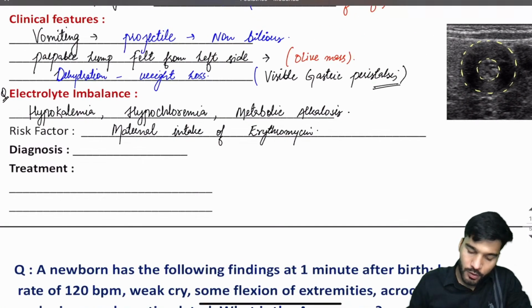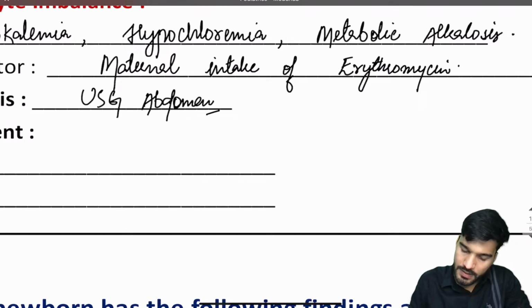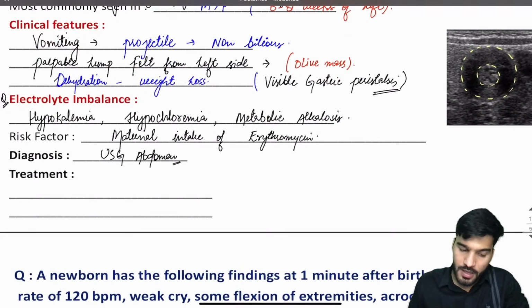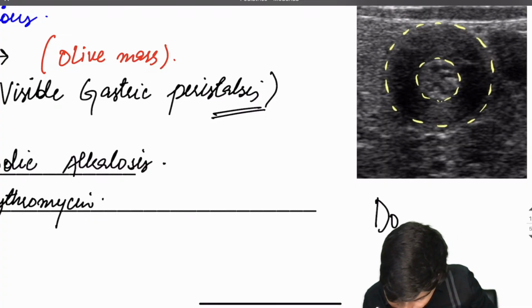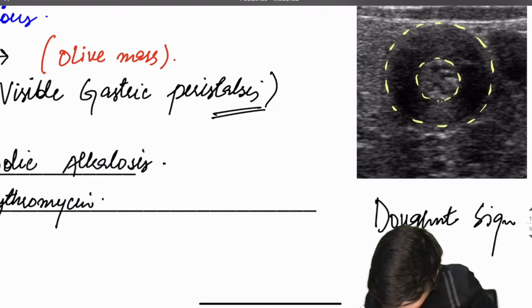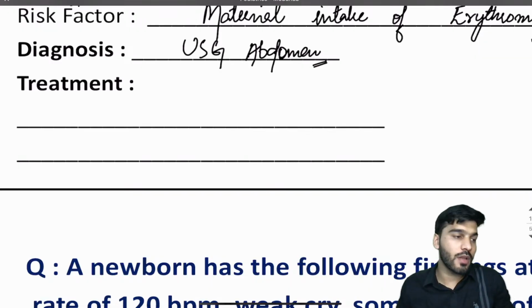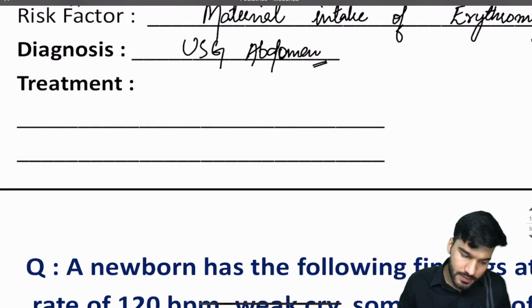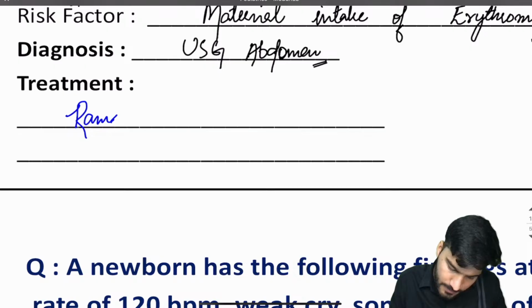For the diagnosis we are going for USG abdomen, and USG is the investigation of choice as well. The sign that is seen in CHPS is like a donut, so this sign is called the donut sign. And what will be the treatment? The treatment is going to be surgical, called Ramstedt's operation.